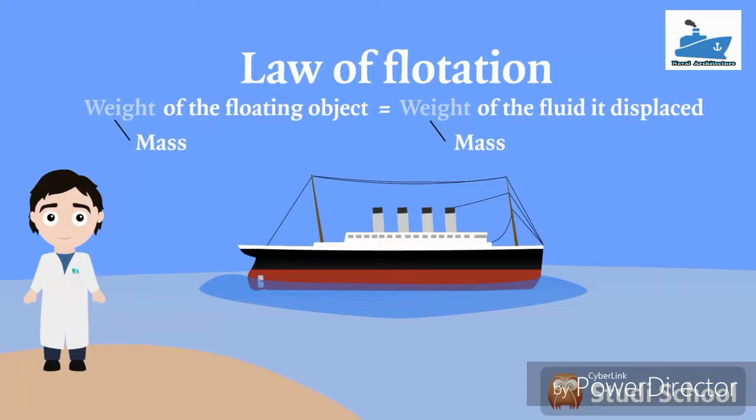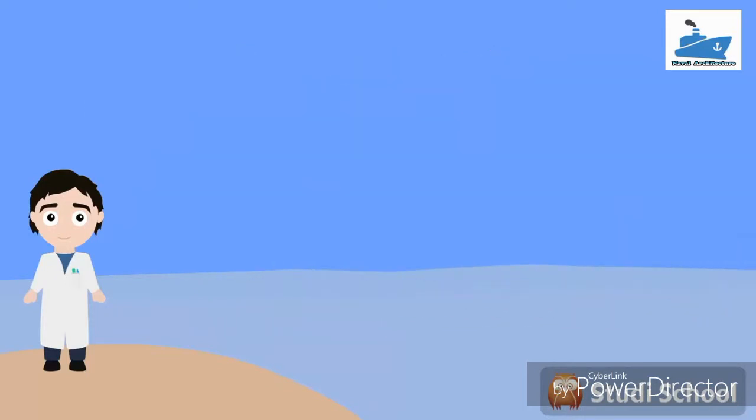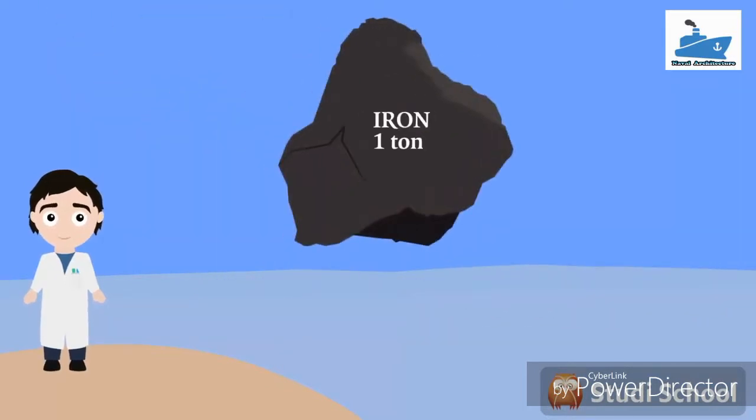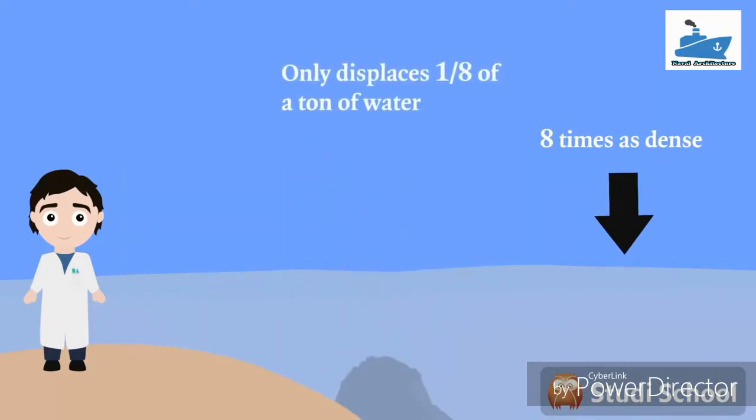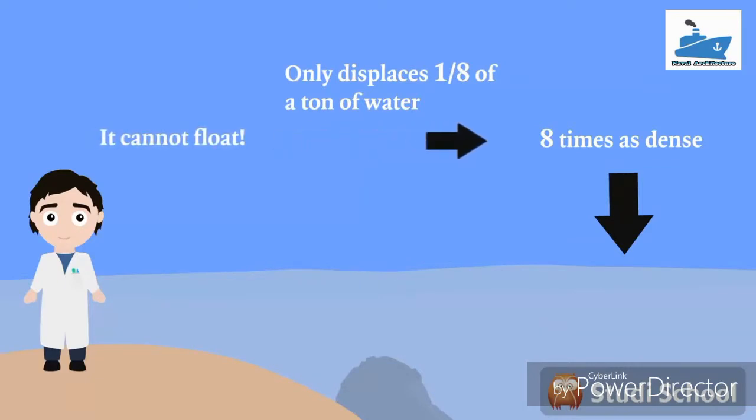According to the law, objects with the same weight as water may float or sink in water. For example, let's take a 1-ton block of solid iron. Iron is nearly 8 times as dense as water, which means that when submerged, it only displaces 1/8 of a ton of water. Therefore, it cannot float because its density is much higher than water.